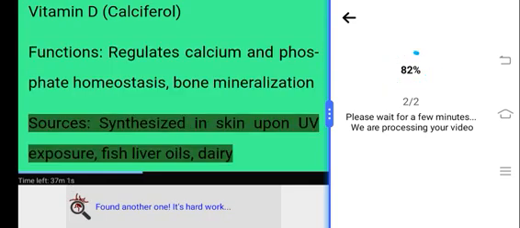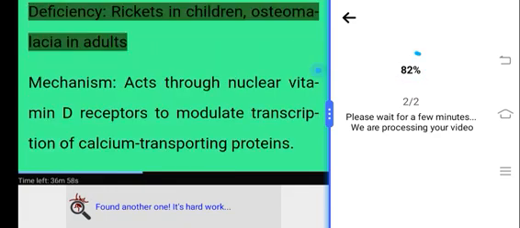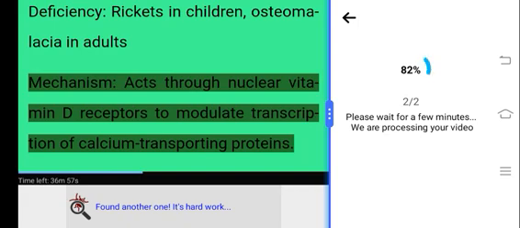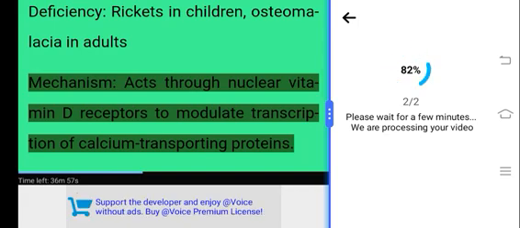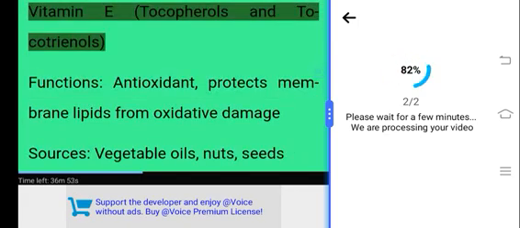Sources: synthesized in skin upon UV exposure, fish liver oils, dairy. Deficiency: rickets in children, osteomalacia in adults. Mechanism: acts through nuclear vitamin D receptors to modulate transcription of calcium-transporting proteins. Vitamin E, tocopherols and tocotrienols.